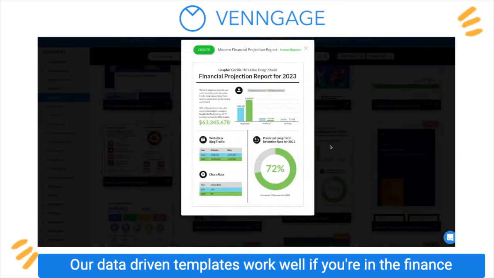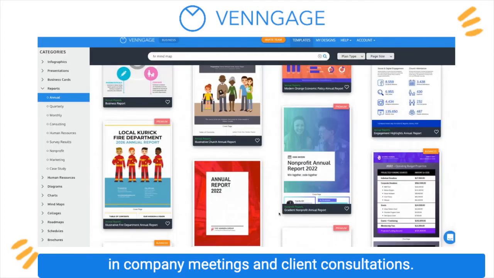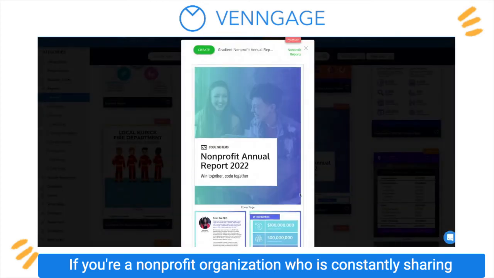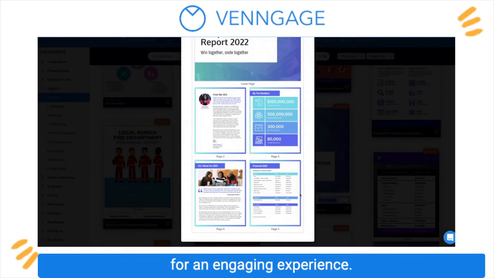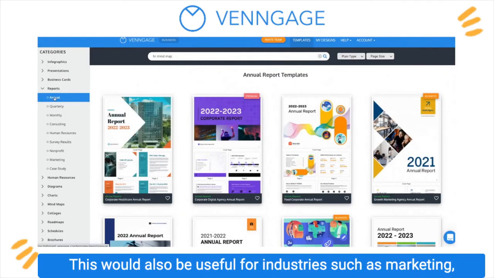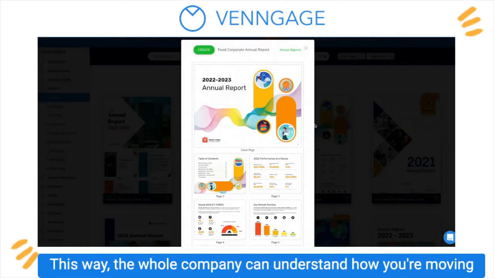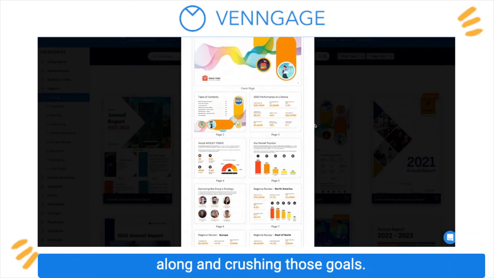Our data-driven templates work well if you're in the finance industry and are constantly presenting numbers and results in company meetings and client consultations. If you're a nonprofit organization who is constantly sharing educational statistics, you can swap that data in easily for an engaging experience. This would also be useful for industries such as marketing, where you're constantly tracking metrics and revenue and presenting them weekly. This way, the whole company can understand how you're moving along and crushing those goals.